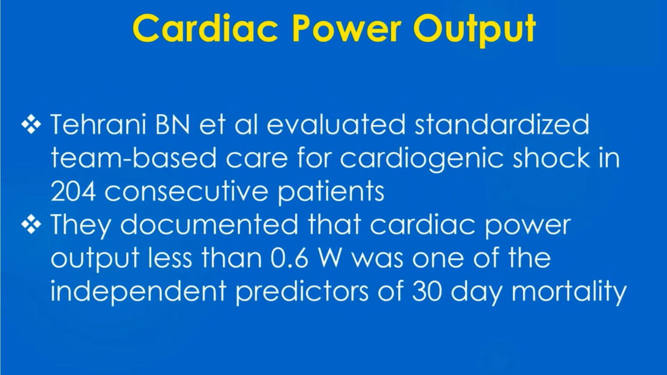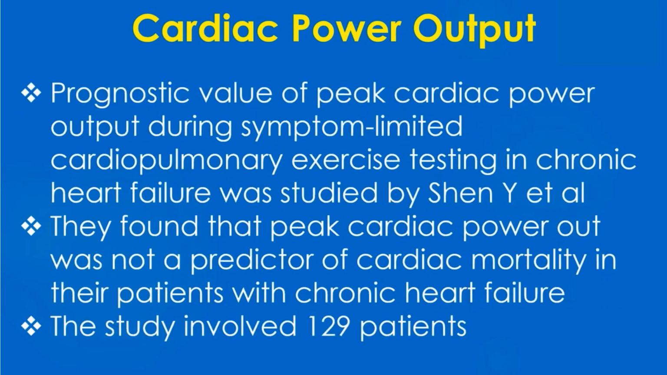Terani and associates evaluated standardized team-based care for cardiogenic shock in 204 consecutive patients. They documented that cardiac power output less than 0.6 watt was one of the independent predictors of 30-day mortality. Prognostic value of peak cardiac power output during symptom-limited cardiopulmonary exercise testing in chronic heart failure was studied by Shen and colleagues. They found that peak cardiac power output was not a predictor of cardiac mortality in their patients with chronic heart failure. The study involved 129 patients.